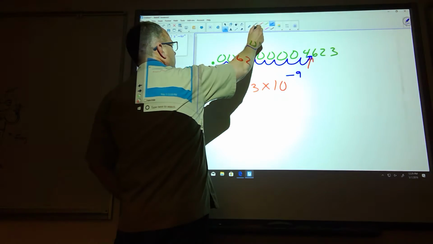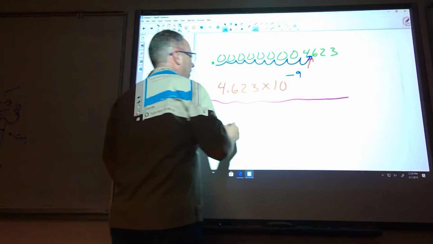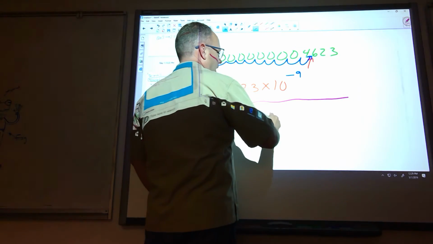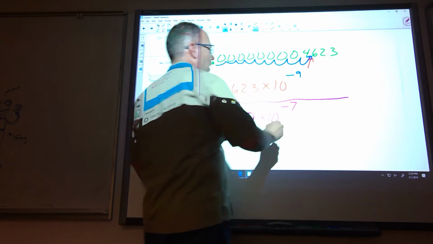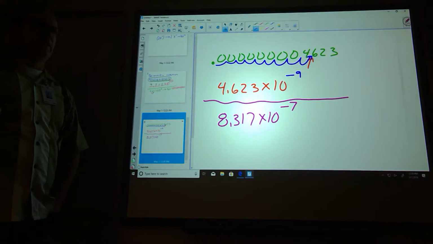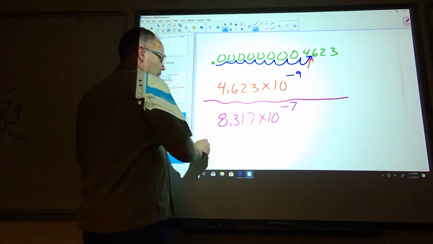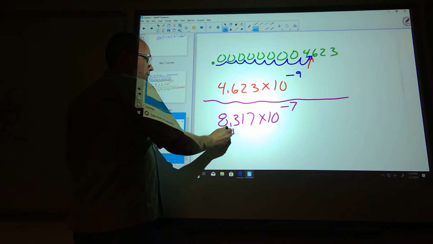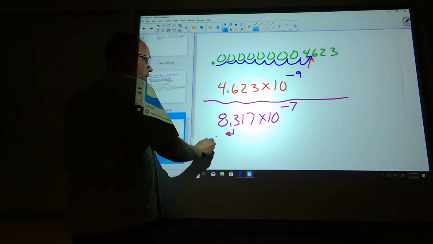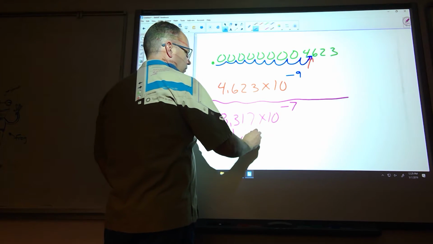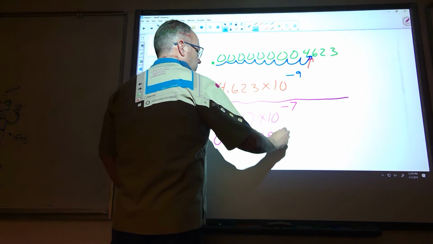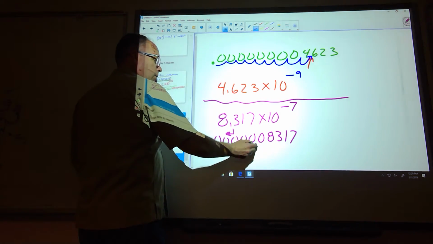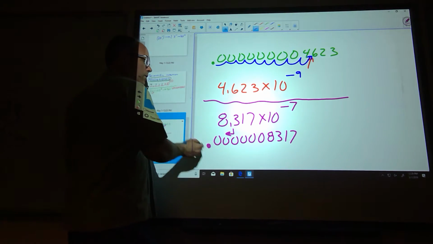But then, let's say I was given this type of problem where I had 8.317 times 10 to the -7 power. So it's to the -7 power, so it's going to move. So I'm going to put a decimal here, and I'm going to go, I need to move this decimal this way 7 spots. So I got 1, 2, 3, 4, 5, 6. So it was from here to here, 7. 1, 2, 3, 4, 5, 6, 7. Yep.